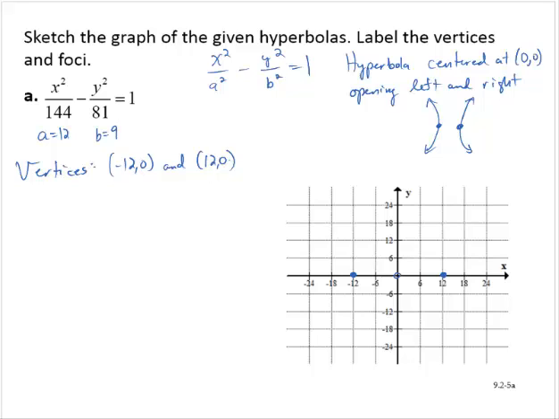Now, to help us continue with the graphing of this hyperbola, we will draw something called the fundamental rectangle. We use the other value, b equals 9. From the center, we go up 9 units, using an open point there, and down 9 units, with an open point there. Those 4 points, not including the center, form the fundamental rectangle. I'm going to use dotted lines to draw that rectangle.